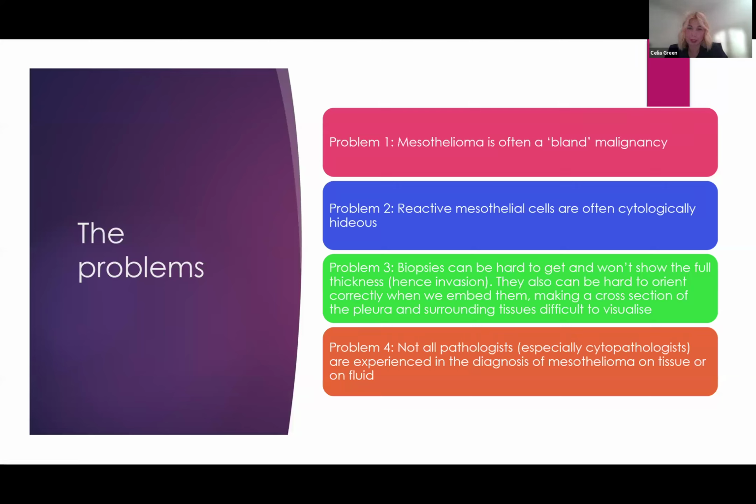You know this better than anyone. And sometimes it won't show the full thickness or invasion depending on the fragmentation of the biopsy. They can also be hard to orient correctly when we get them and embed them, making a cross-section of the pleural surface out to the adventitial layer difficult, so we're not exactly getting a beautiful anatomical conception. And then finally, it's experience. Not all pathologists are experienced in the diagnosis of mesothelioma on tissue or on fluid.